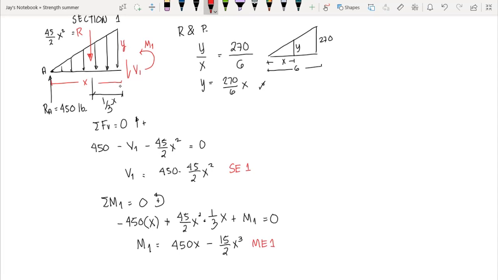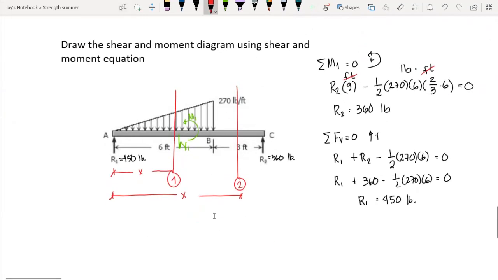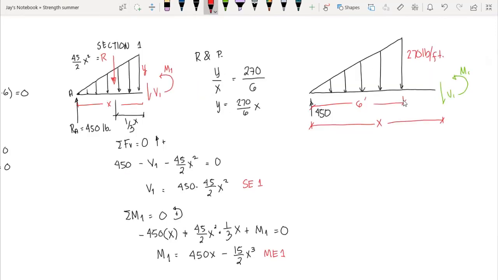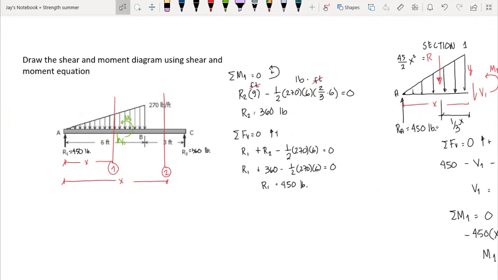Now let's cut our beam into section 2. If we cut our section at this section 2 here, we have our reaction included in our section, and we also have the entire 270 pound-foot triangular load included in the cross section. We have now this cut section 2. Again, our x here is from 6 to 9 feet, since section 2 is from B to C, with x measured from A.